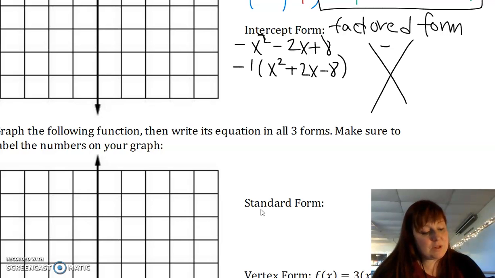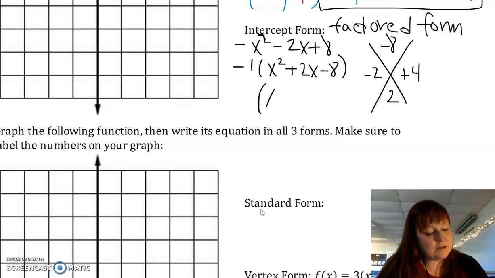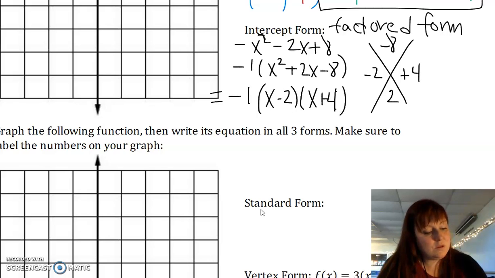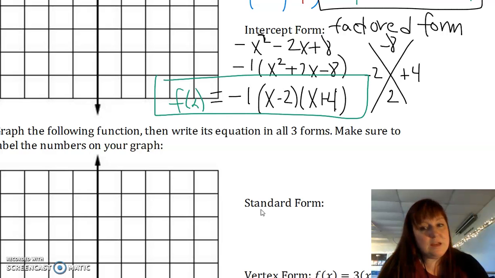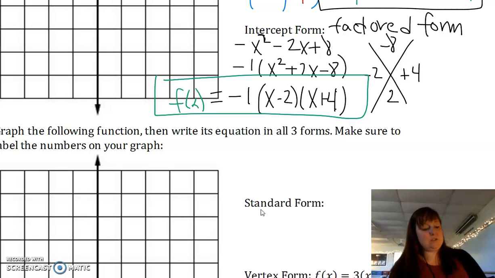So I need something that multiplies to negative 8 and adds to 2. Well, that's negative 4. Oh, no, positive 4 and negative 2. So then I can write this in factored form: x minus 2 and x plus 4. And I still have that negative 1 outside. So this is intercept form. Now this just tells me a lot about it. So I have standard form, I have intercept form, and I have vertex form. So now I know the intercepts and the vertex, right?